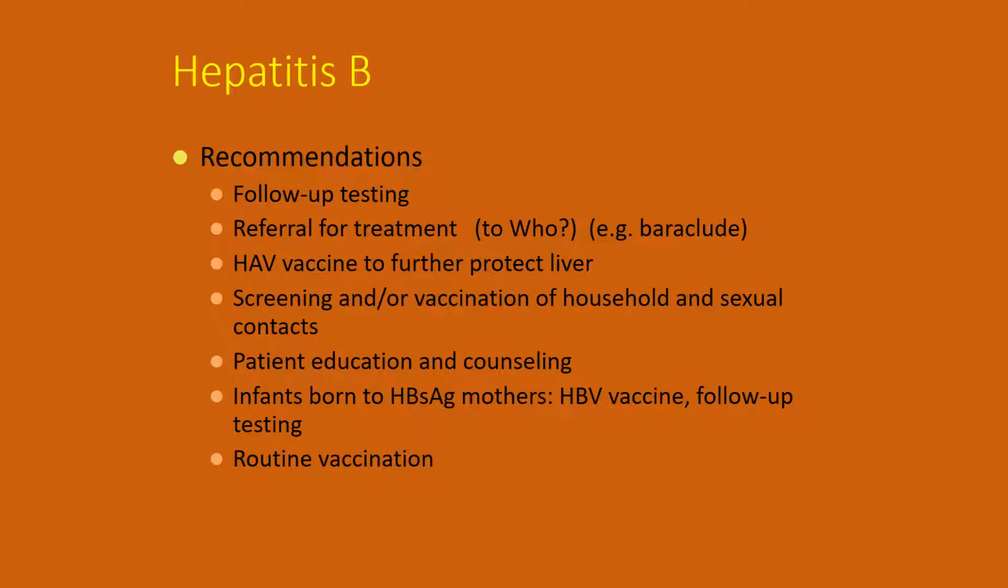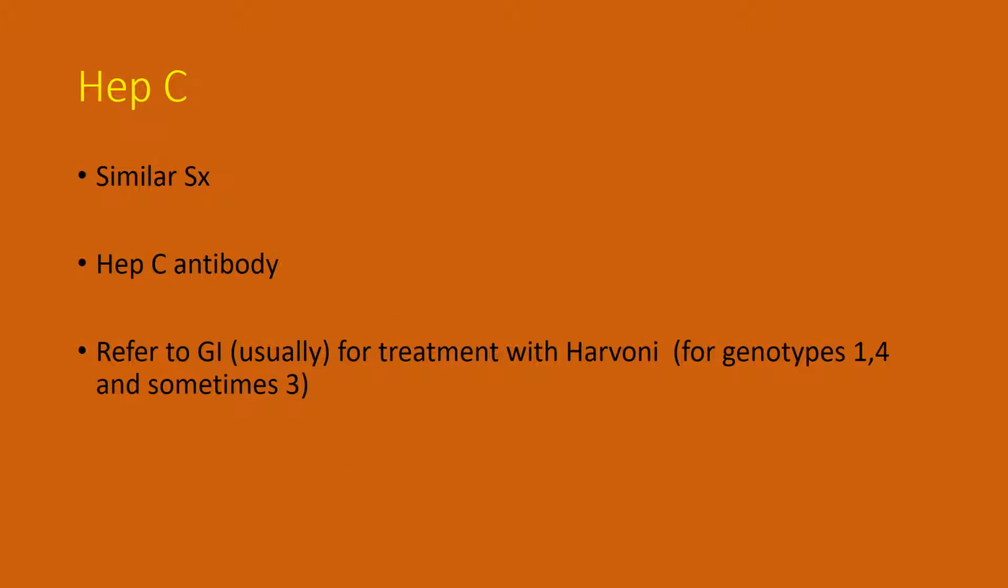Obviously, as we said, you give that person the hepatitis A vaccine. You screen contacts, especially sexual contacts, and you educate them and counsel them. Babies that are born to surface antigen positive mothers will get the vaccine and follow-up testing. And there is routine vaccination for all children for hepatitis B vaccine.